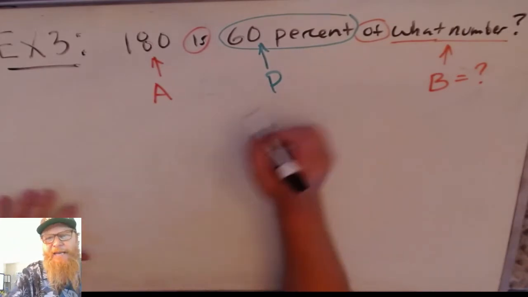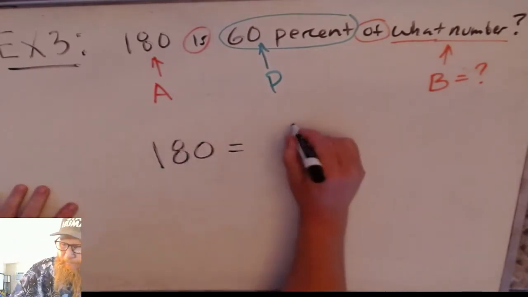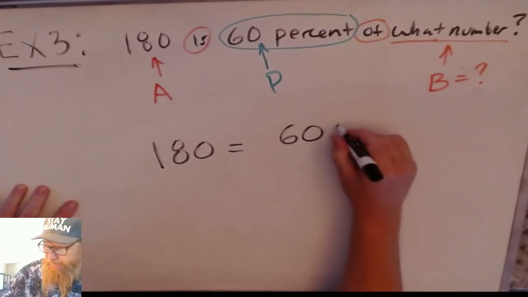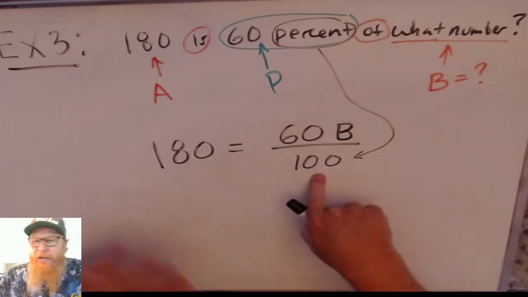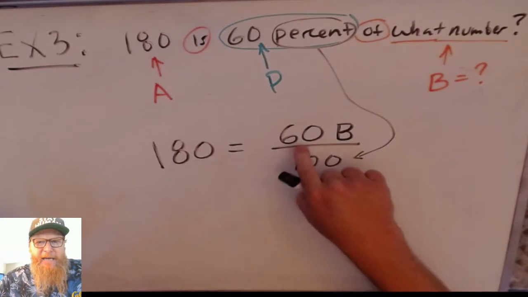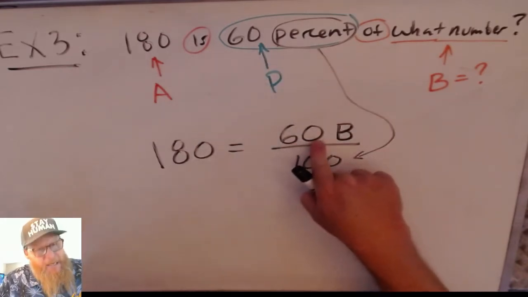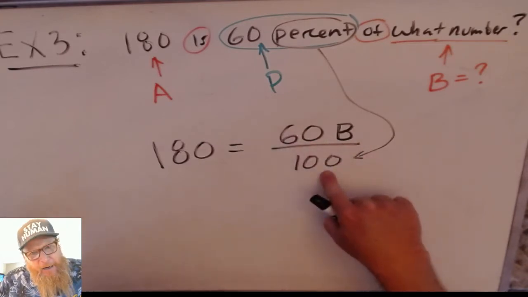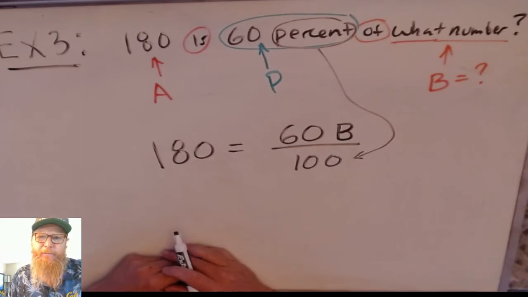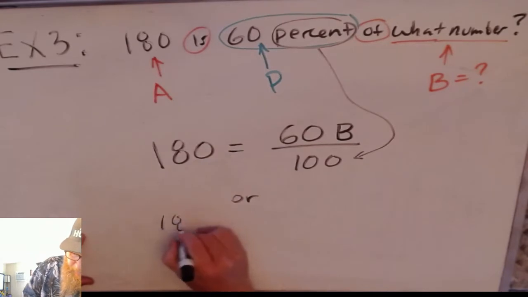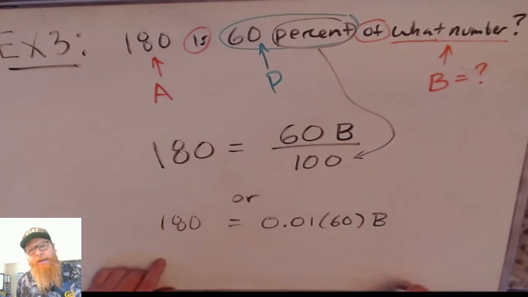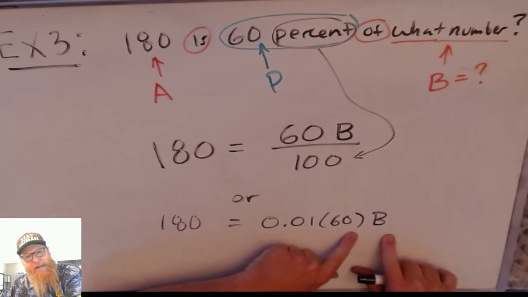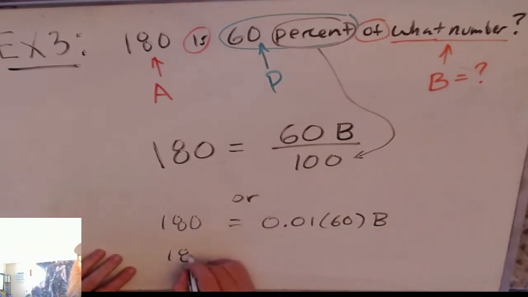I also don't use a percent symbol in my equation. The percent symbol is divided by 100. You don't want to do both. A very common mistake is somebody will write 60% and then right here they will write 60%. You don't want to do that. 60 divided by 100, that's automatically your 60%. Or if you prefer decimals, .01 times 60 times B, that's another way to do it. Let's do it this way. You're going to get the same answer anyway.